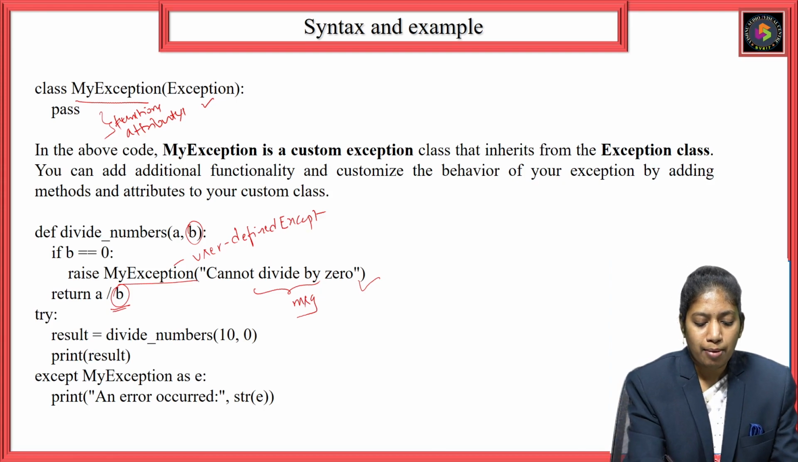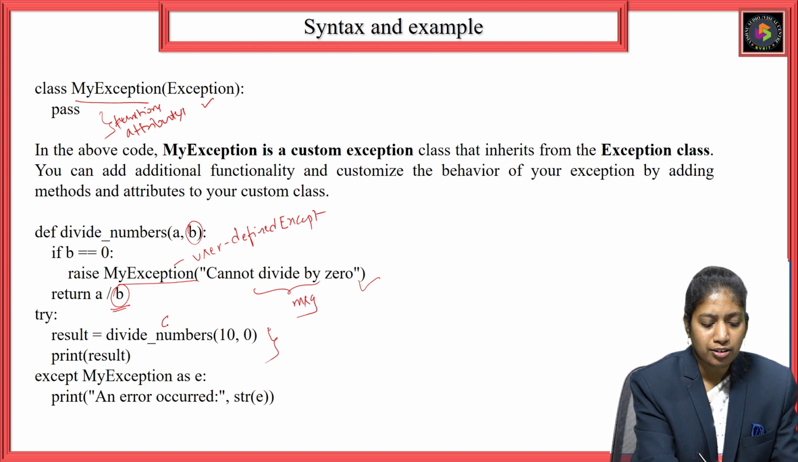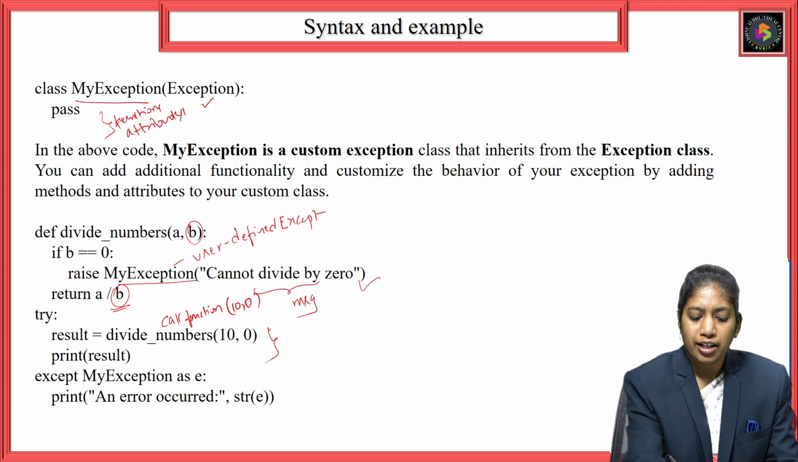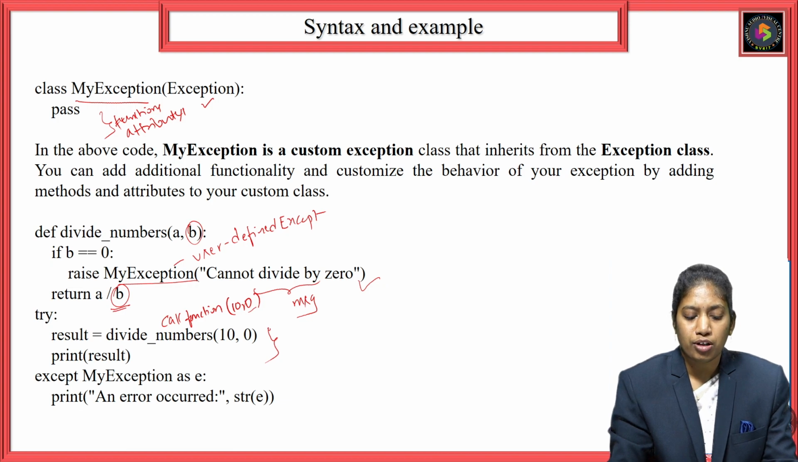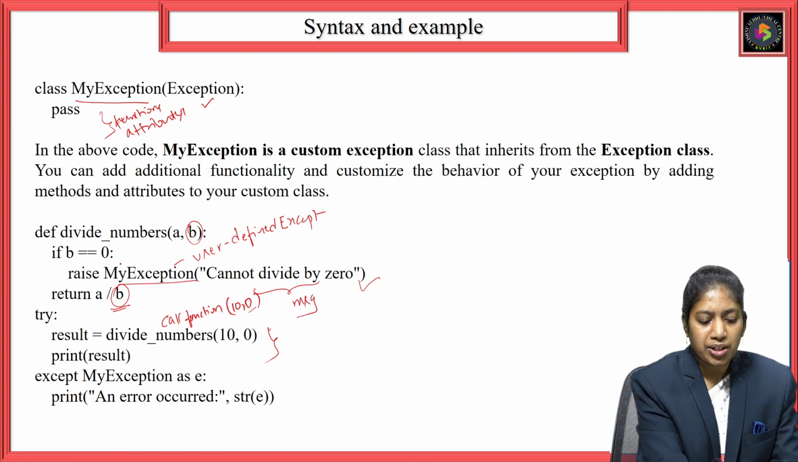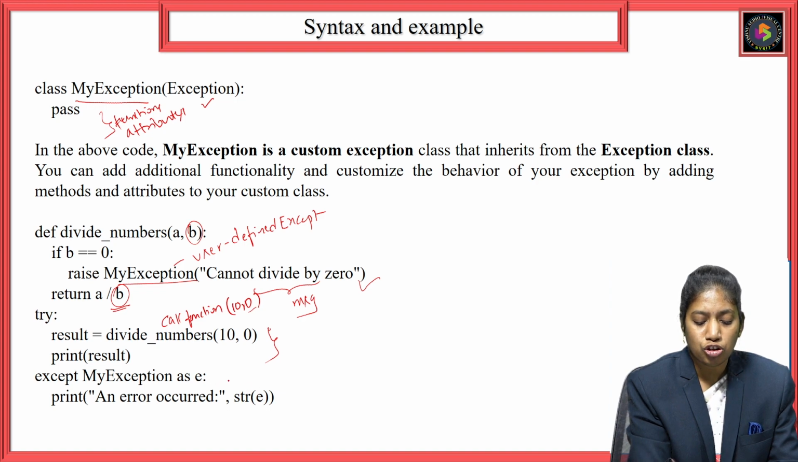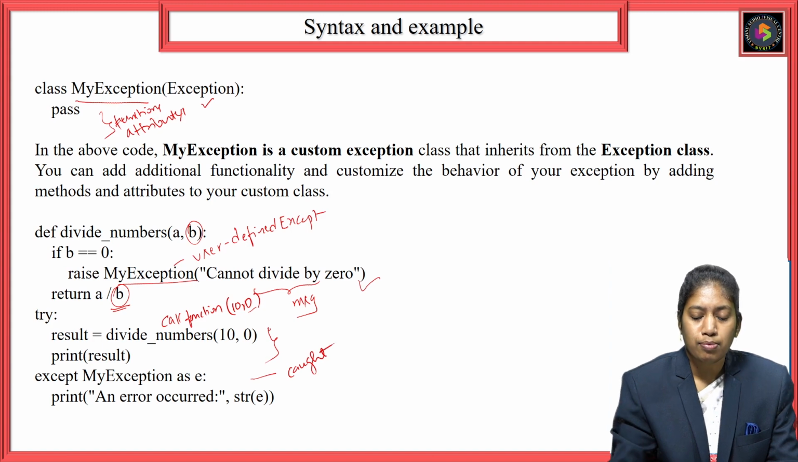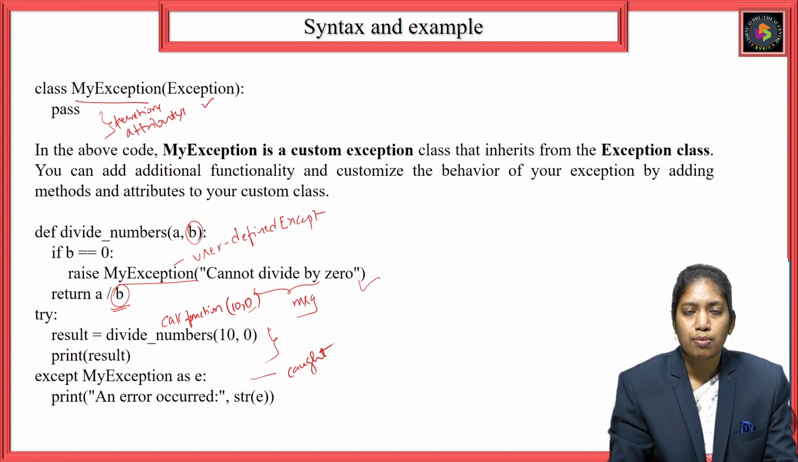In a try block I am writing that risky code, result equals divide numbers. I am calling the function and passing the values 10, 0. Here b is 0, so definitely it will raise the error. Whenever b is 0, it will raise this exception. The corresponding exception needs to be caught in the except class. Except my exception as e.